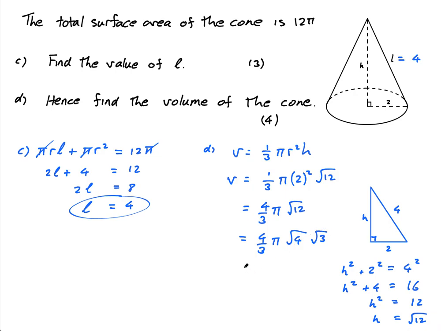And root 4 is 2, so 2 times 4 is 8 over 3 times root 3 times pi, if that is the way you want to put it. But as I say, the other form is perfectly fine. So L is 4 and V is 8 over 3 root 3 times pi.